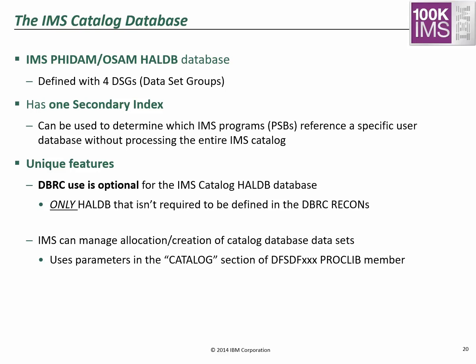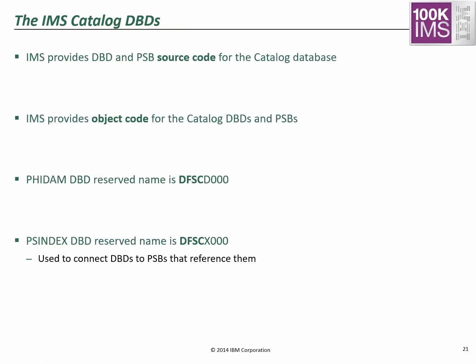And also, the other unique feature is that IMS can manage the allocation and creation of the catalog database datasets. So if you go in the DFSDFxxx PROCLIB member, in the catalog section, and you define SMS related parameters, IMS will automatically allocate and create the catalog database datasets for you if you would like to do that, right? You don't have to, but certainly. So those are two very unique features of the catalog database, right?